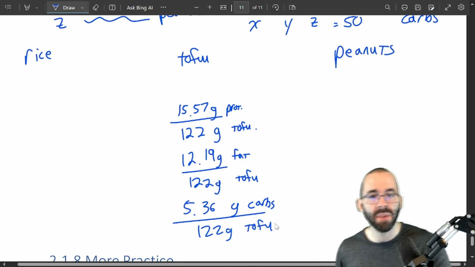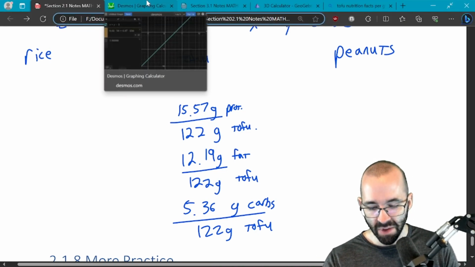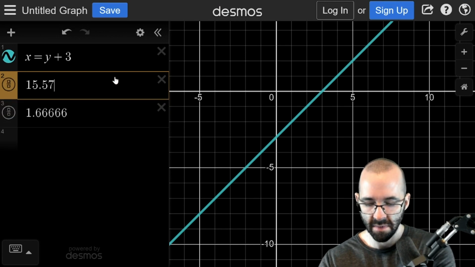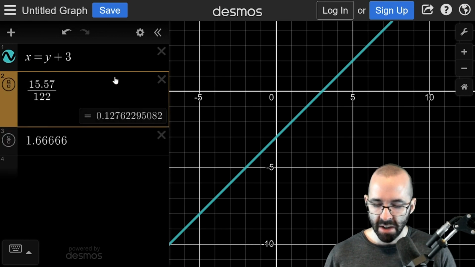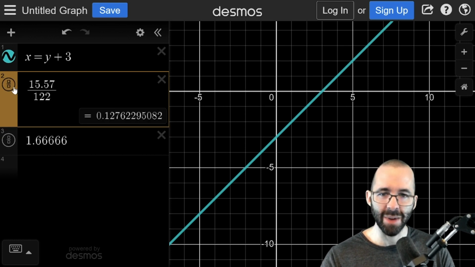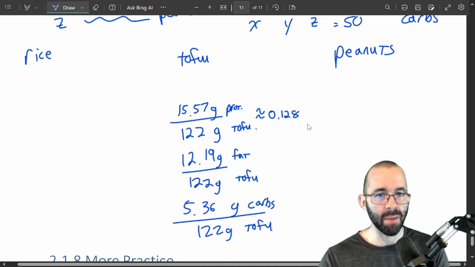Great. So what does that mean? Well, first off, it means we're going to have to use a calculator. Okay, 15.57 divided by 122. Let's round to 3 decimal places. Or can we get a nice fraction? No, let's round. 0.128 approximately. Grams of protein per gram of tofu.